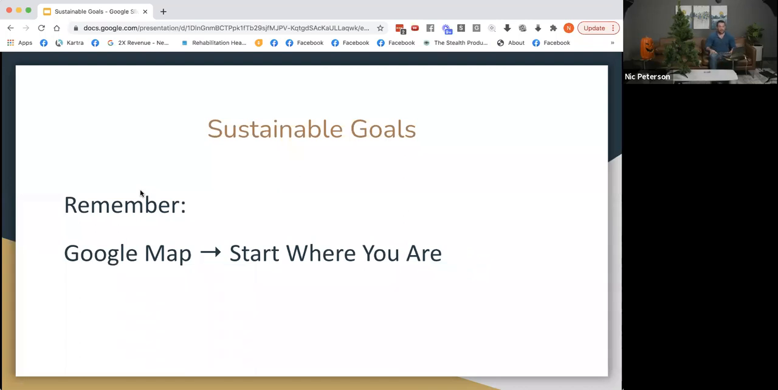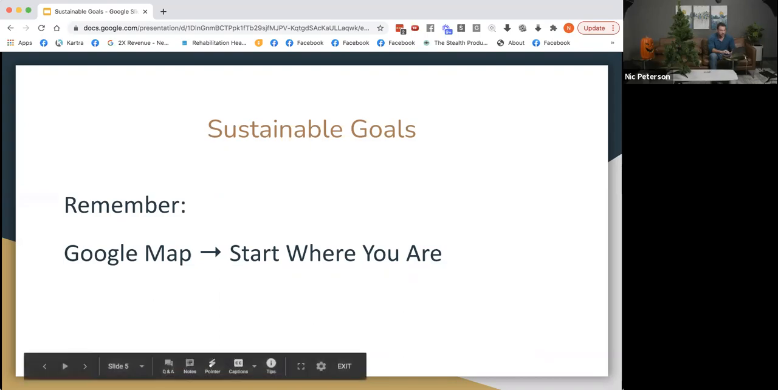Google Maps, you got to start where you're at. So you think of Google Maps. This is the biggest reason people fail to reach their goals. You have to start where you're at, which means, okay, you know what? I haven't exercised in 10 years. I'm going to start tomorrow 5 days a week. It's a ridiculous place to start because it's not where you're at, right?